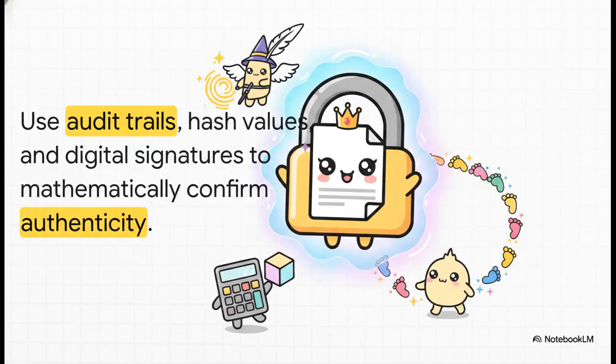Actually, I want to pause on Step 2 for a second, because this is where the technical magic happens. In an AI audit, you can't just cross your fingers and trust that a log file hasn't been altered. ISO 42001 compliance requires us to use audit trails, hash values, and digital signatures to mathematically confirm data authenticity. It proves, literally without a shadow of a doubt, that the data the auditor is looking at is exactly what the system generated: zero tampering.